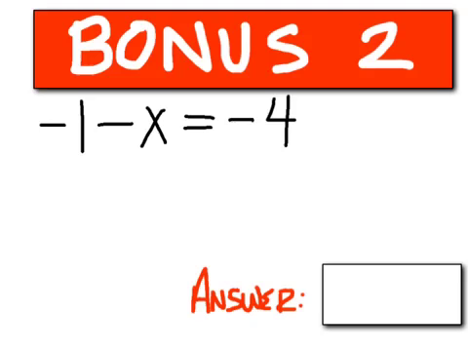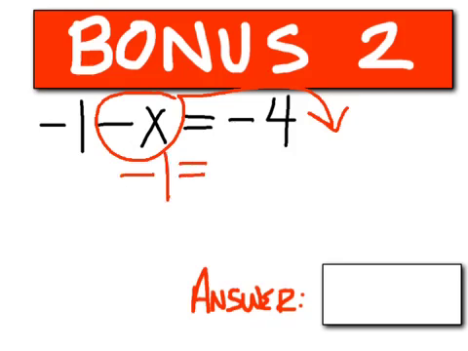Okay, we have negative 1 minus x is equal to negative 4. What's the first thing we want to do? Move our negative x to the right side. So on the left side, we're left with negative 1 is equal to negative 4 plus x.